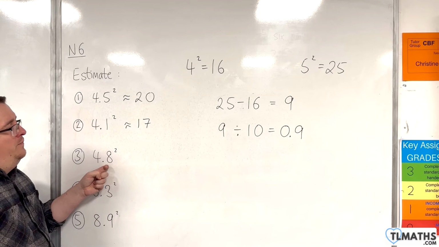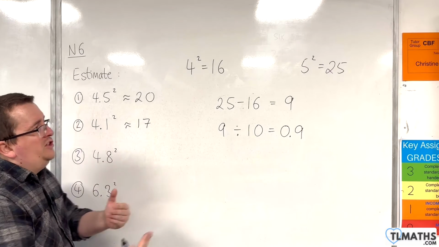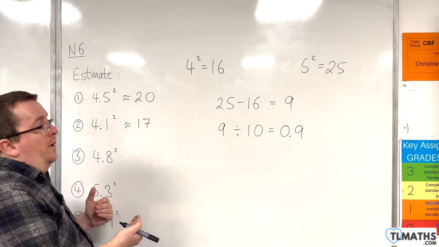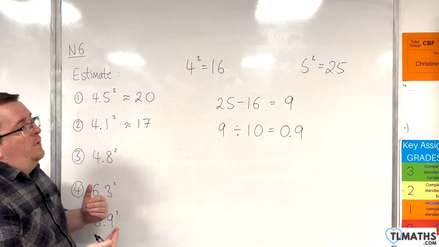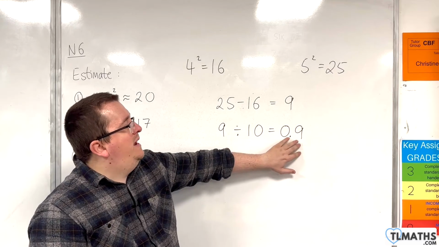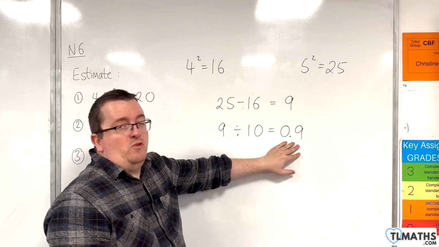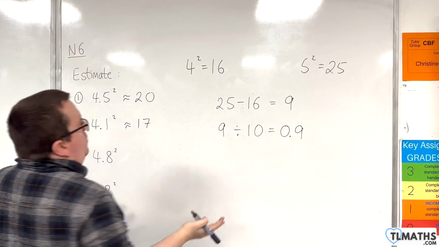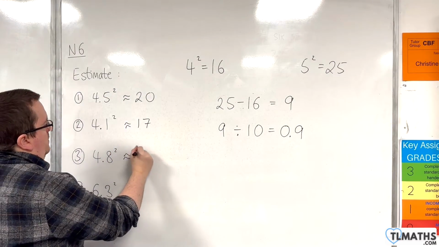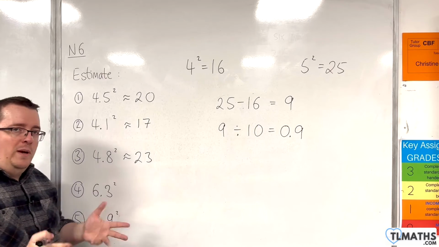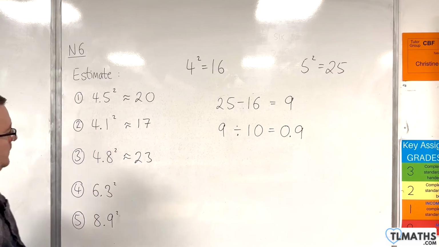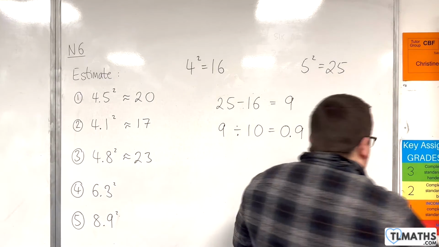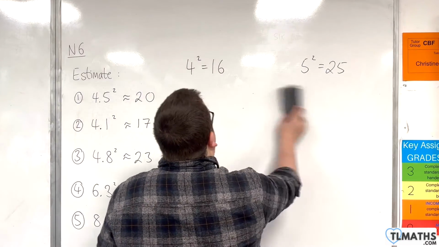4.8 squared is 0.2 down from 5. So 2 of those is 1.8. So let's say we subtract 2 from 25. So that'd be about 23. 4.8 squared is about 23. Okay, so let's use that similar kind of logic on the next one.